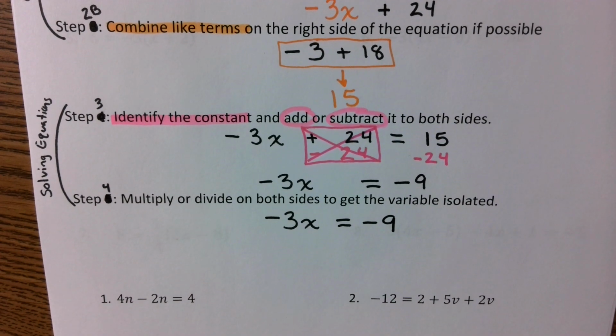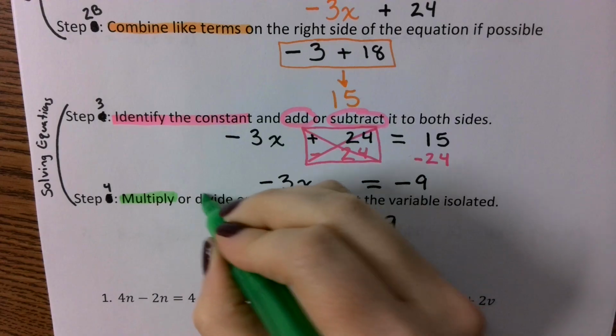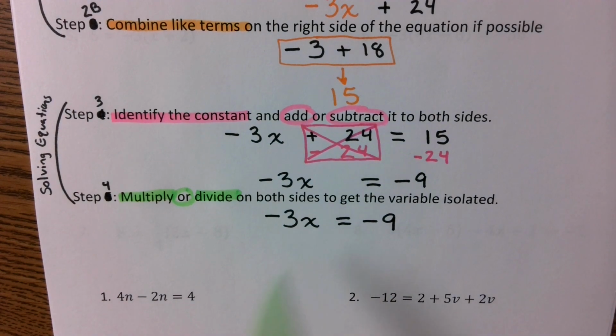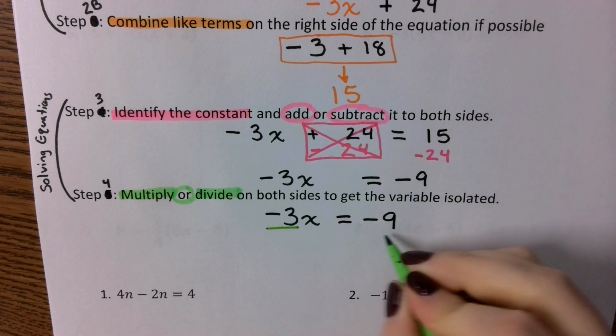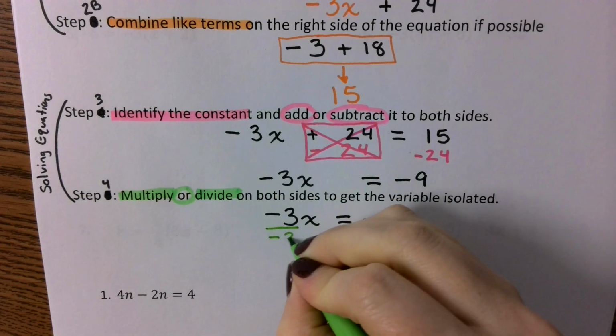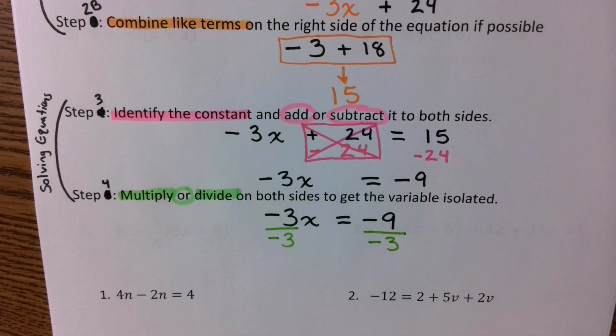And step 4 says that we're always going to either multiply or divide. We're going to multiply or divide in order to finish solving. So taking a look here, do we need to multiply both sides or divide both sides? Corey? Divide. And then Jordan, what are we going to divide both sides by? -3. So we're going to divide by -3 on the left. We're going to divide by -3 on the right.